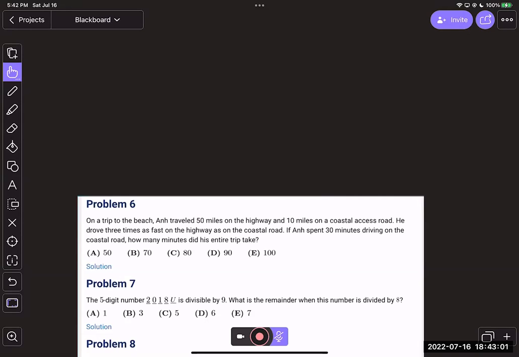Yeah, always. On a trip to the beach, On traveled 50 miles on the highway and 10 miles on a coastal access road. He drove 3 times as fast on the highway as on the coastal road. If On spent 30 minutes driving on the coastal road, how many minutes did his entire trip take?